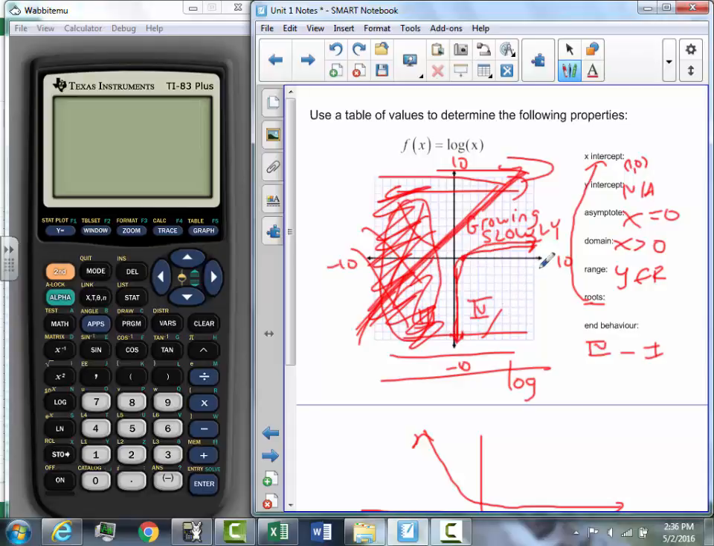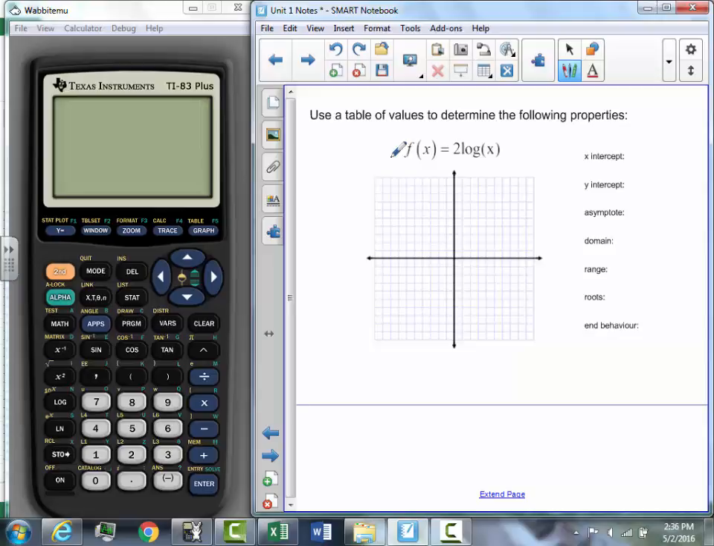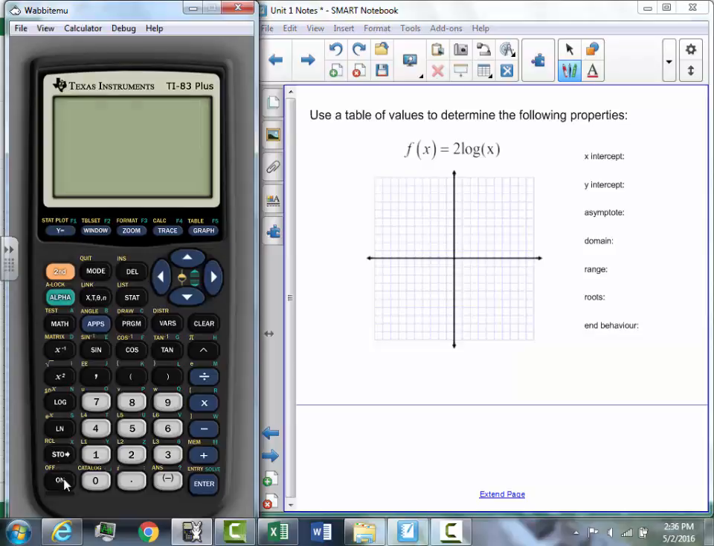So quick summary of the most important thing you need to know is your domain. Previously, you were allowed to just pretty much always say x is an element of the reals. This is your exception. Okay. Let's try another one. What if we make it 2 log x? How's that going to change things? Well, if we do 2 log x, it looks the same, pretty much.